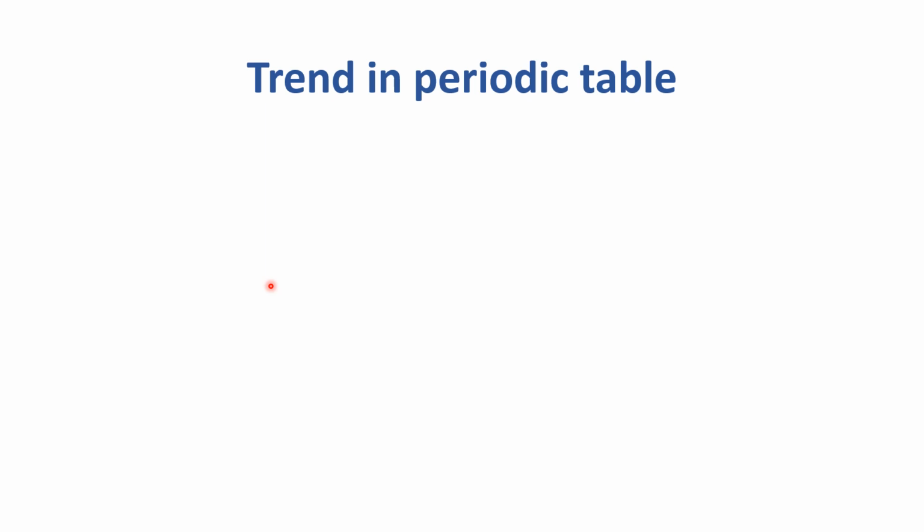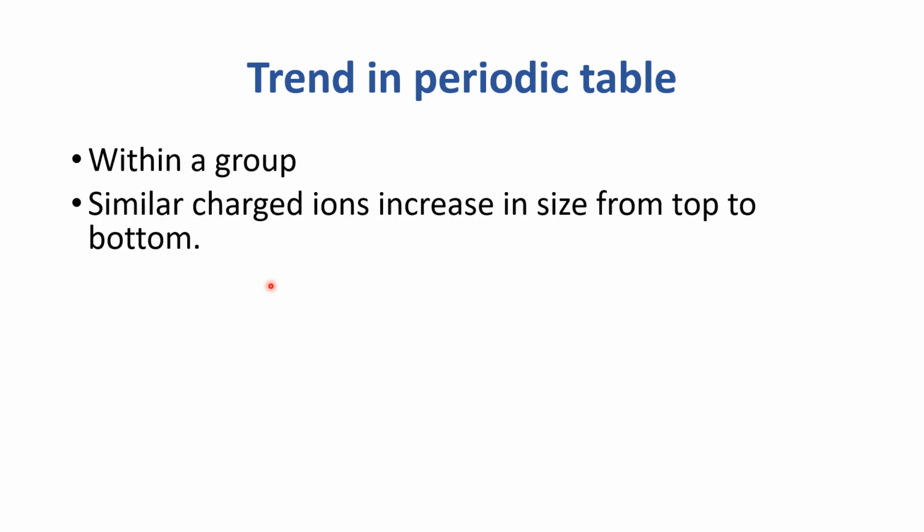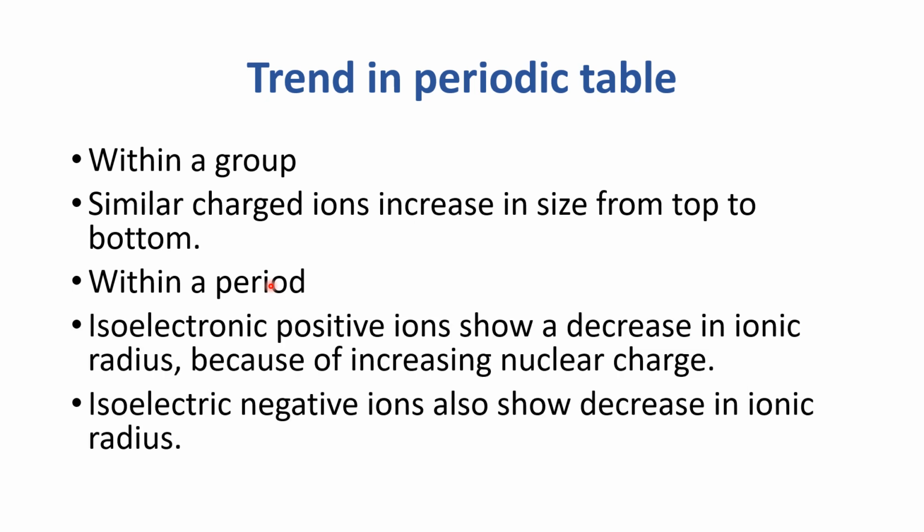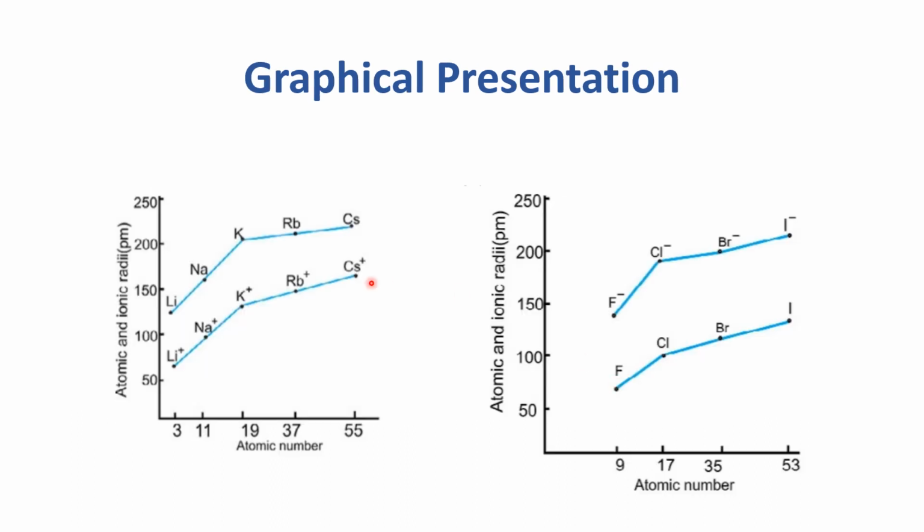So what about its trend in periodic table within a group? Similar charged ion size increases. जबकि पीरियड में इनका साइज यूजुअली जो है वो डिक्रीज होता है. If we talk about the isoelectronic. Here we have the graphical representation.